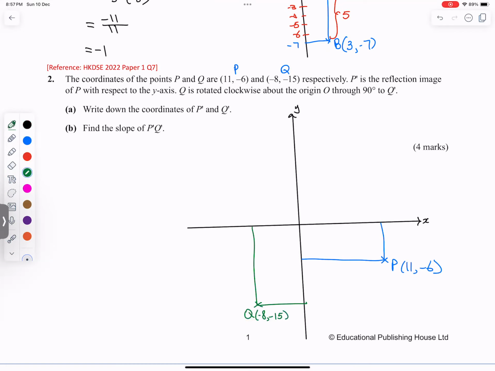And then what's happening? P', the new P, is the reflection image of P with respect to the y-axis. What do all these things mean? P is here. Now it's reflected to this point. But how is it reflected? Where is the mirror? We need to find that mirror. The mirror is here. When they say with respect to something, if they say y-axis, that means our mirror is here. This is our mirror now.